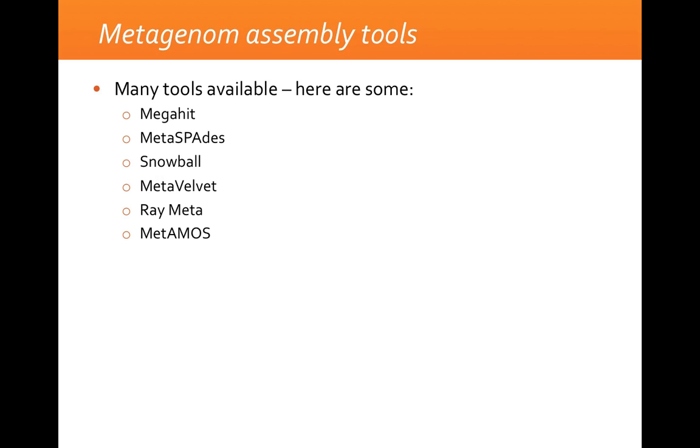Yes, there are a lot of tools available for doing assembly of metagenomes. In this exercise, you will use a tool called MegaHit, which is a really fast and surprisingly accurate tool. MetaSPAdes is also a nice tool. A couple of others here are quite compute demanding. So we will stick to MegaHit, which is a really fast tool to run.